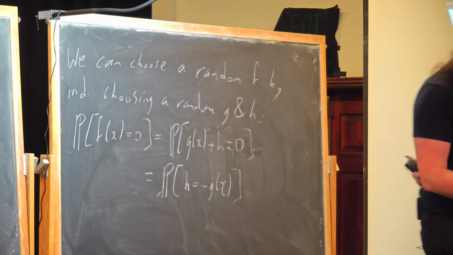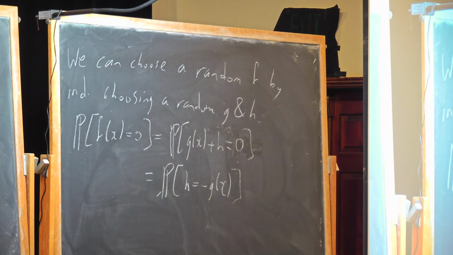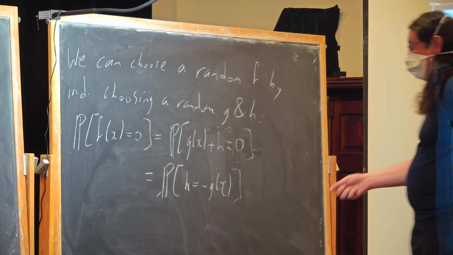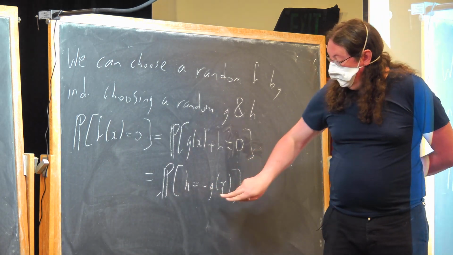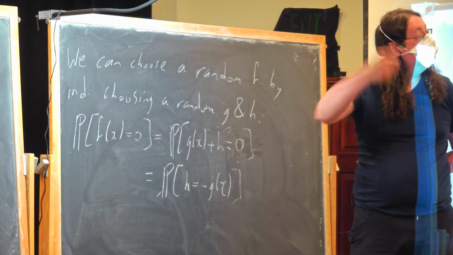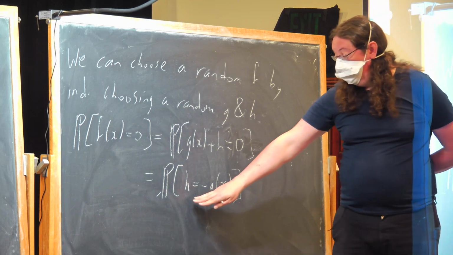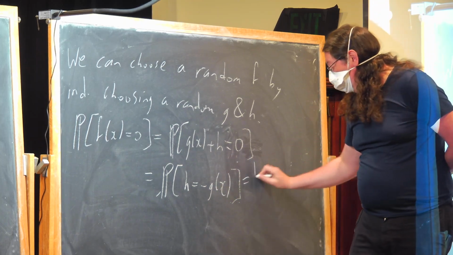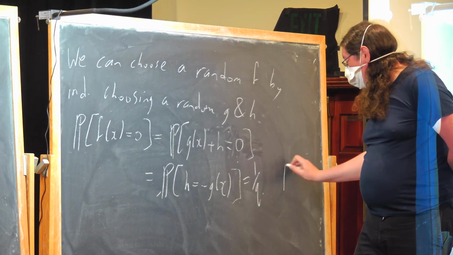So I choose these independently. I choose g first. G of x has some value. I don't care what it is. But the chance that h, which I also choose independently, is equal to minus that value is just 1 over q. It's chosen from Fq. There's q possible values. So this is just 1 over q. And that's it.